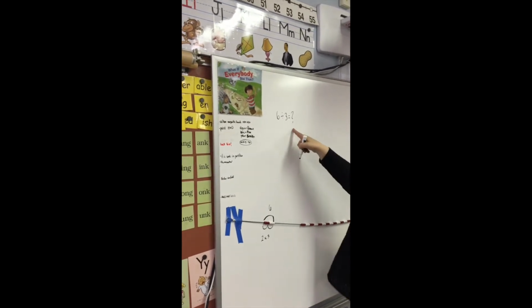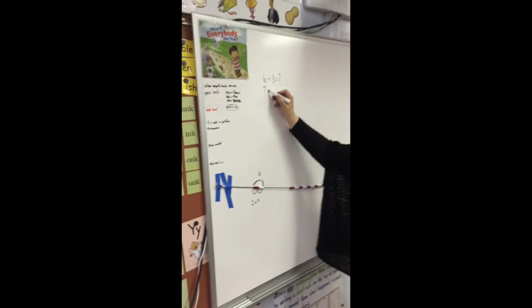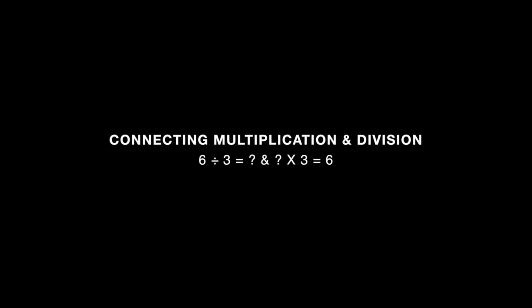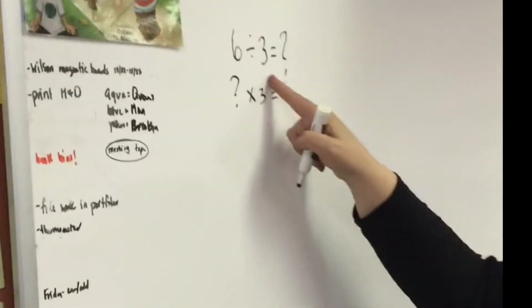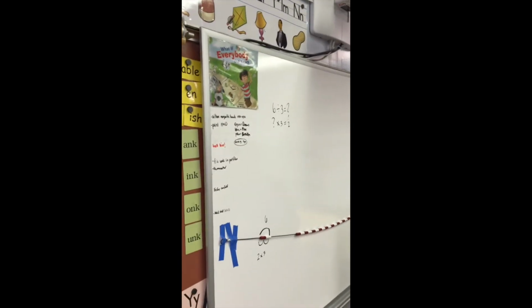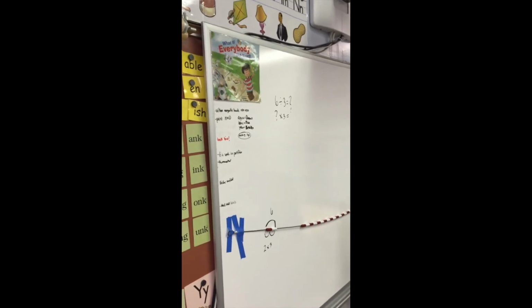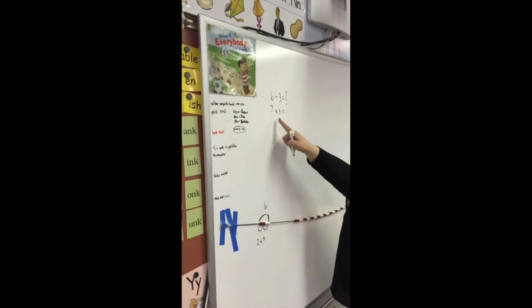We could think about this problem another way. I said how many groups of 3 equals 6 beads, and we had groups of 3, and the question was how many groups of 3? Or we could think of how many groups of 3 equals 6. 2 groups of 3 equals 6. So you're filling in the answer.